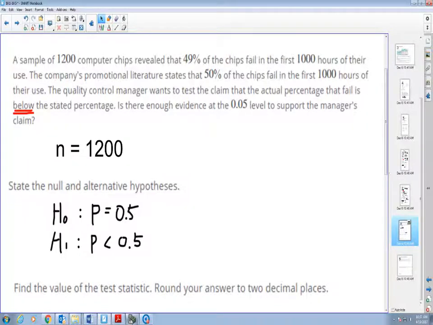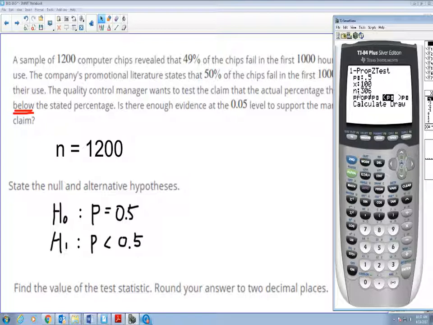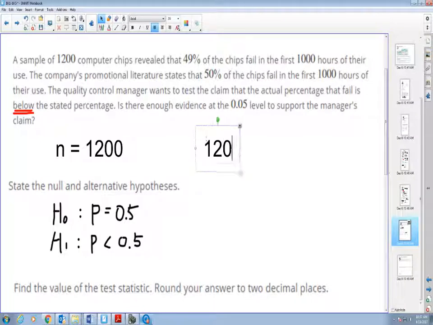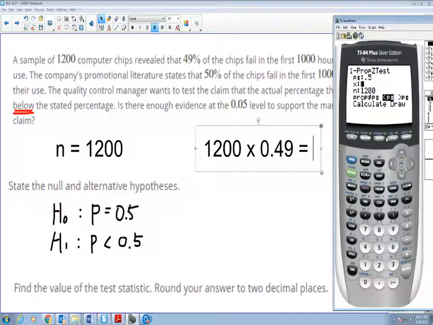So what's my X? What's my N? Think about it. I know my sample is 1200, and these 1200 show that 49% of chips fail in the first 1,000 hours. X will be the actual number of chips that fail in the first 1,000 hours. If the total is 1,200 and 49% fail, that will be 1,200 times 0.49. So 588 will fail, because 588 out of 1,200 gives me that 49%.